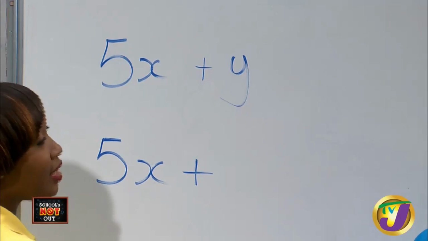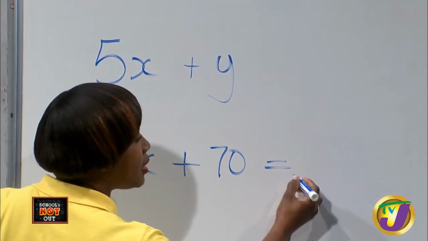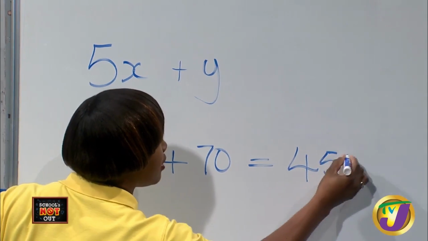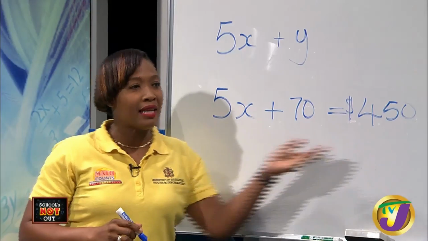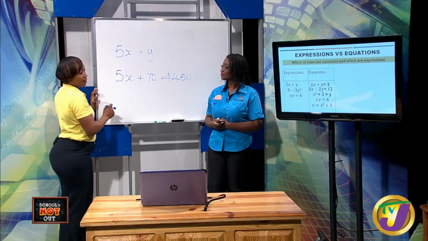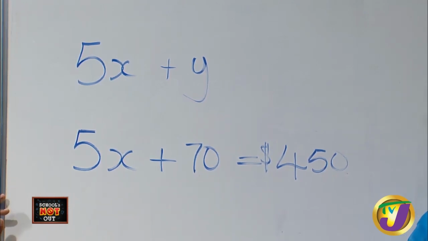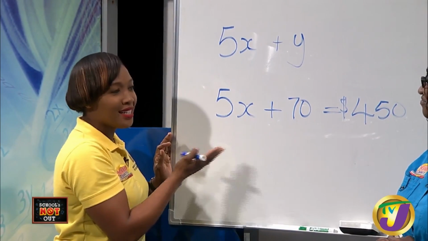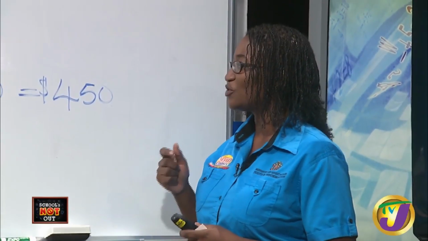Actually, I'm going to tell you how much I paid for the orange juice. I paid $70 for the orange juice, and in total, I spent $450. Now I've given you a complete sentence, a complete statement. I can use this equation to determine how much I paid for a patty. So this is a complete sentence, what we call an equation in math. And this here is an expression. It is not complete.